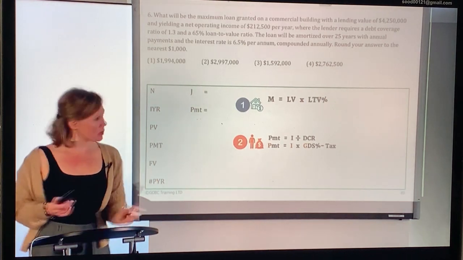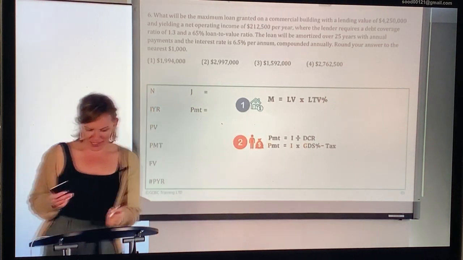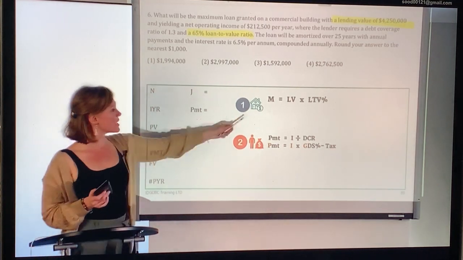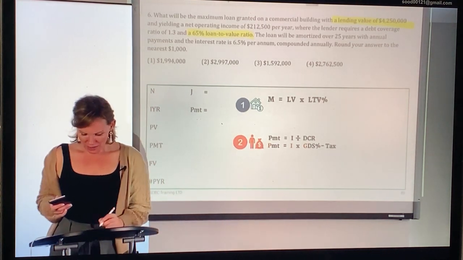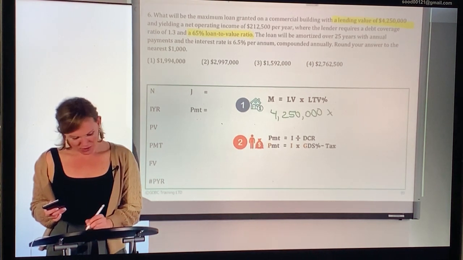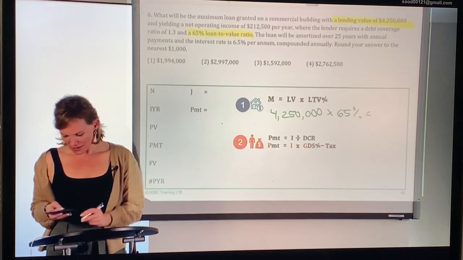Okay, so do we have enough information for this step number 1? Let's see what we have in here. Do we have a loan to value ratio? Yes, we do. Do we have a lending value? Yes, we do. So let's start with option number 1 in here. Lending value is 4,250,000. You multiply it by 65%. Okay, let's see how much it comes up to.